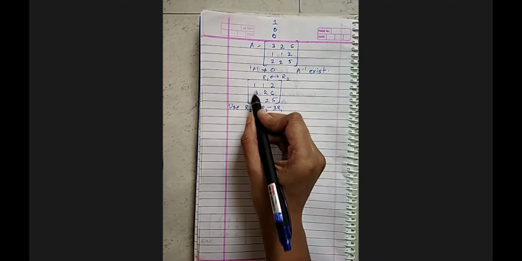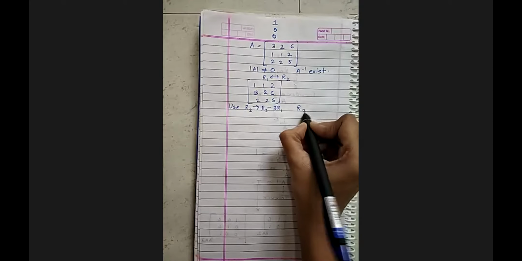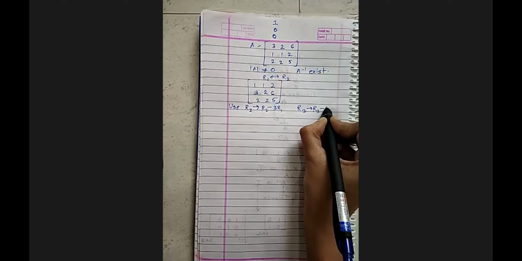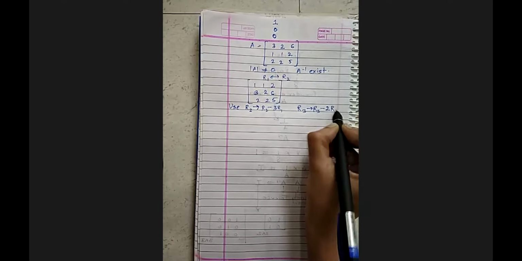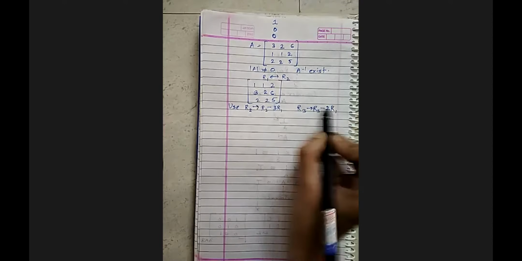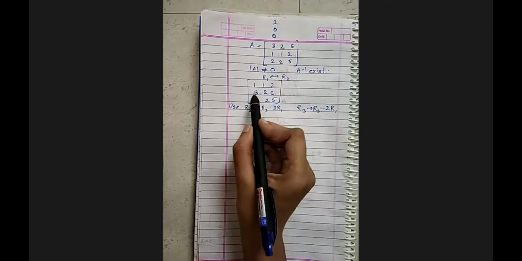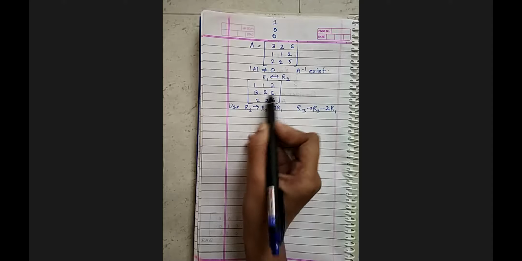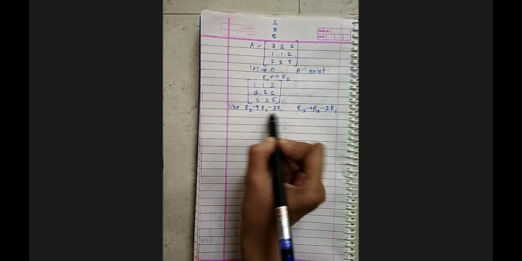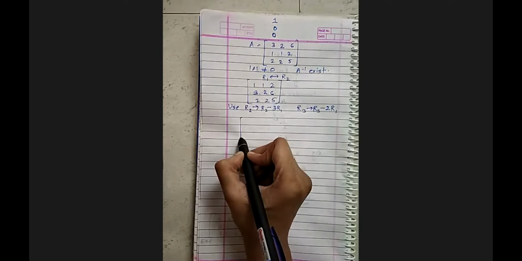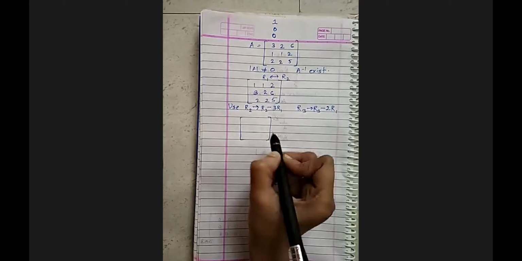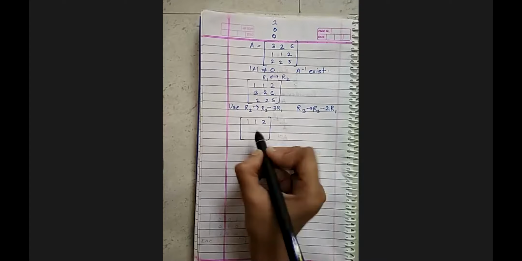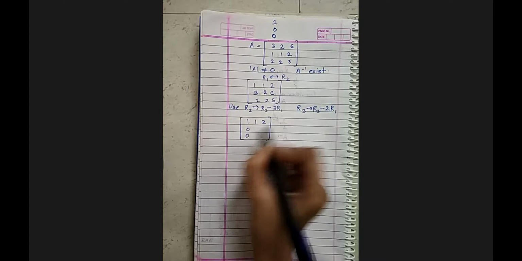So here you will get 0, and R3 changes to R3 minus 2R1. Why 2R1? Because here it is 2, and I want 2 minus 2, 0. So when I do this, this 2 becomes 0, and obviously these two elements will also change as per the transformation. So what you will get over here: your first row will be as it is. Okay, this 2 will easily become 0 as per this.